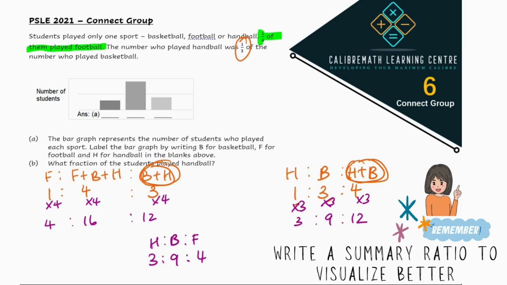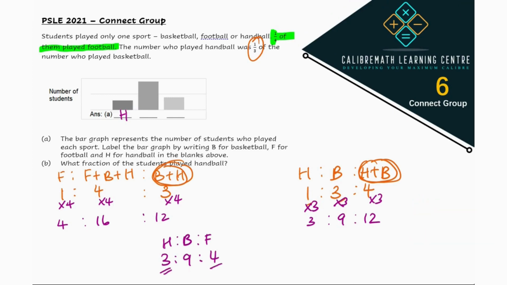Now from the graph, we can see that the shortest bar will correspond to the smallest value here, which is handball. So we are going to write H to represent handball. For the second shortest one, we have football, and we're going to write F here to represent football. And the one with the highest bar corresponds to the 9 units, which is basketball. So this is the answer for part A. The shortest one, H, handball. The longest one is basketball, and the second one is football.